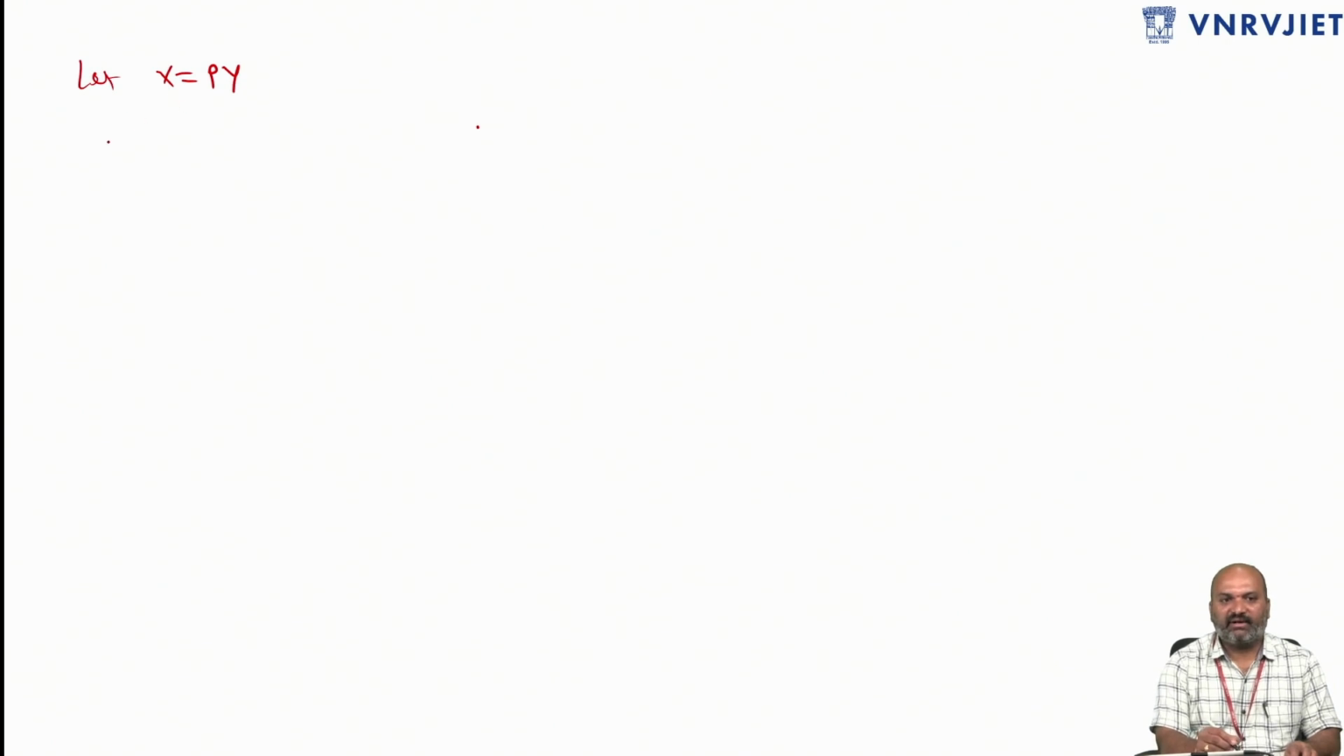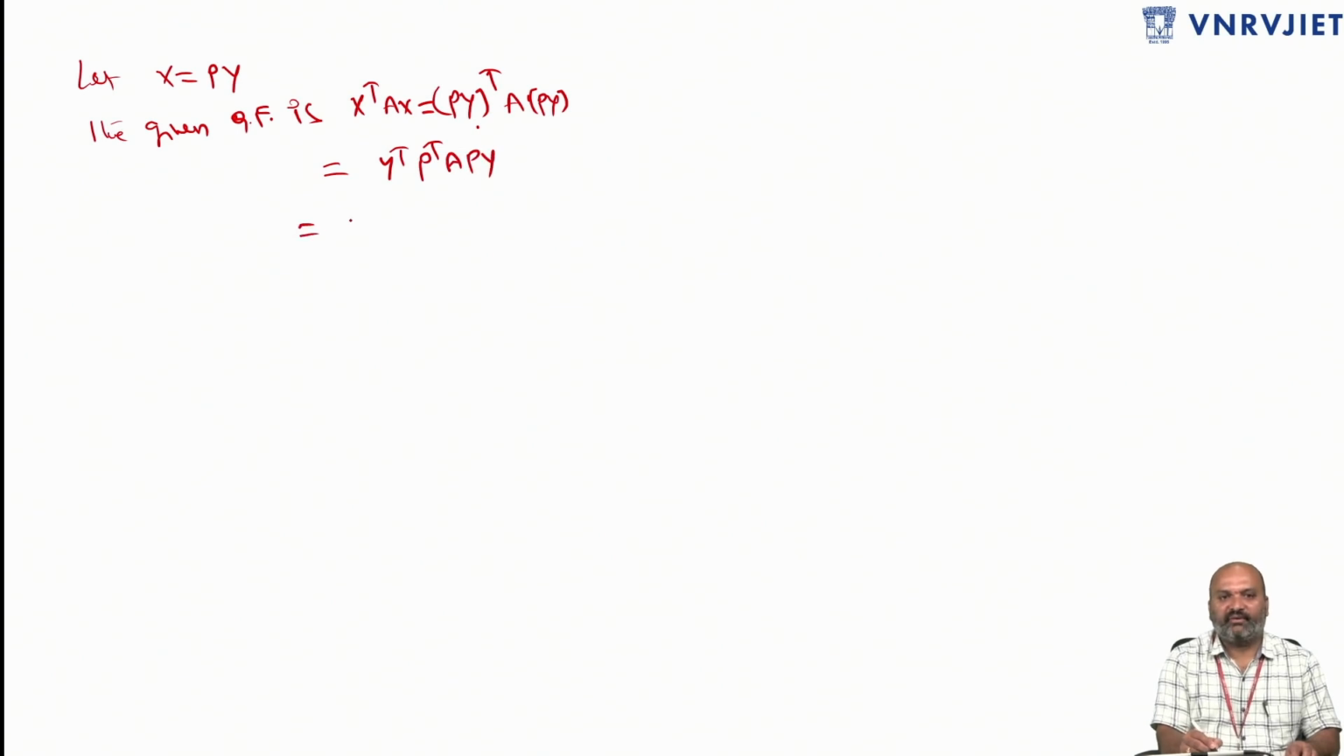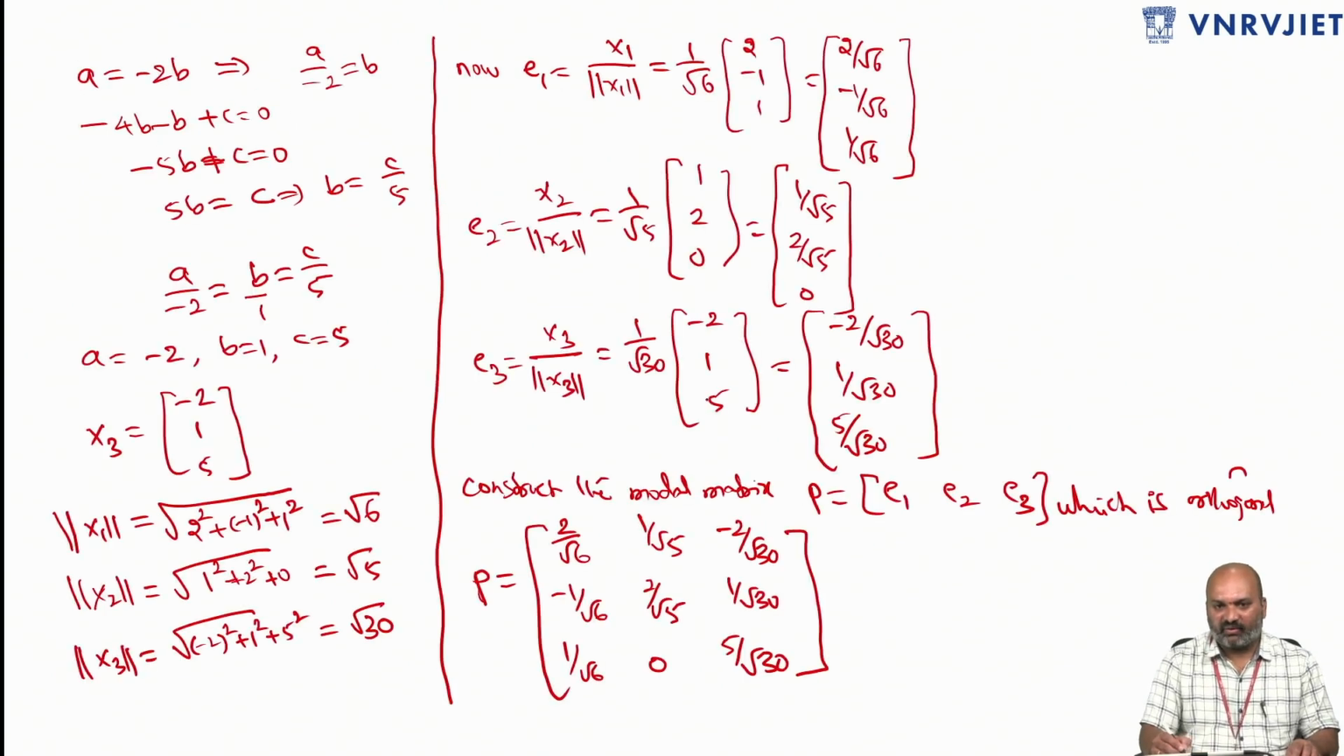Let x equal P into y, which is the transformation. Now, I am not writing out what x and P are here. Substitute. Now, the given quadratic form is x transpose Ax. What is x? We already know this: Py transpose A into Py. This is equal to y transpose P transpose A P y.